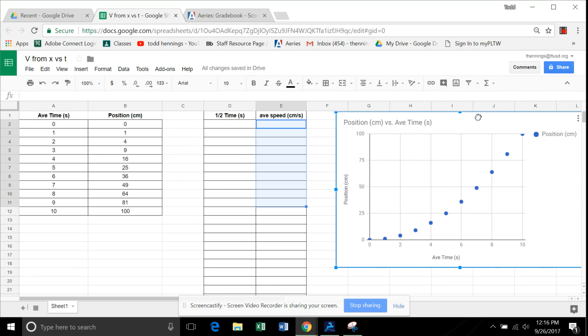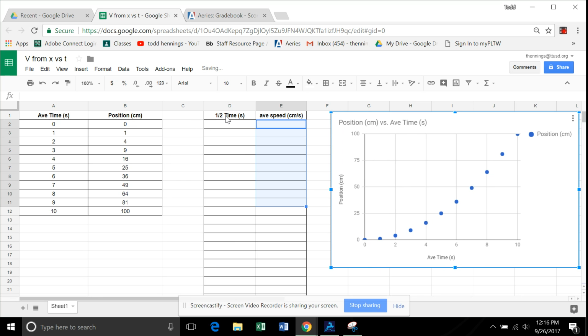First thing I'm going to move this out of the way, and I'm going to make a column and label it half time. What this means is that I'm going to figure out the times halfway between these, because that's when the slope's velocity will be valid. So I'm going to use a function to do that, and I'm going to use equal. Then I just want to get the average time in between these. So I'm going to take A3 plus A2 and divide it by 2. Hit enter. That makes sense. The halfway time between 0 and 1 second is half a second.